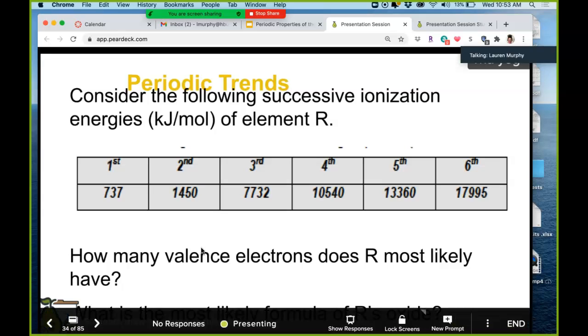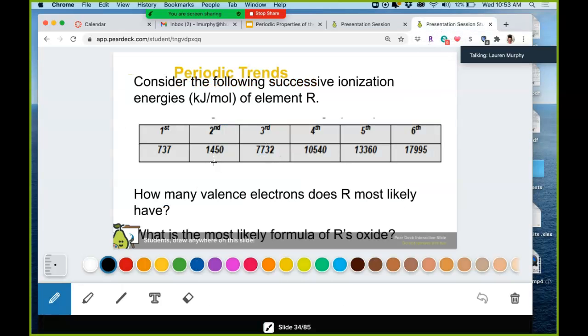All right, so this says, consider the successive ionization energies. How many valence electrons does R most likely have? So pretty much you want to find out where the jump is, how many it's okay giving, and then when it stops giving. So how many valence electrons does this most likely have? Well, it looks like, okay, this doesn't look like too big of a jump. 700, another 700. And then, oh my, it's another.